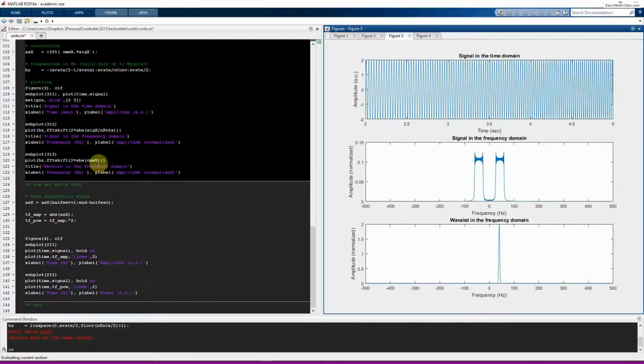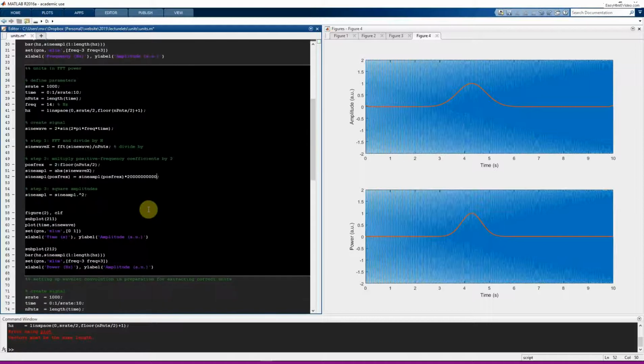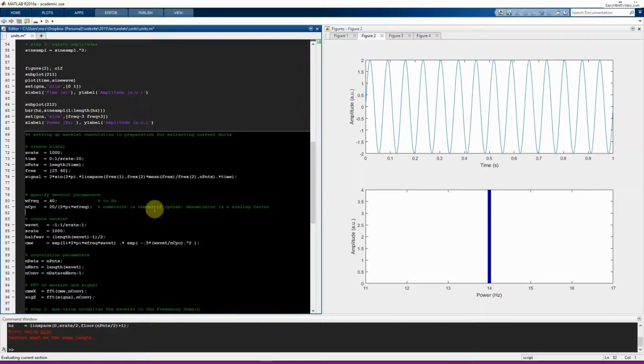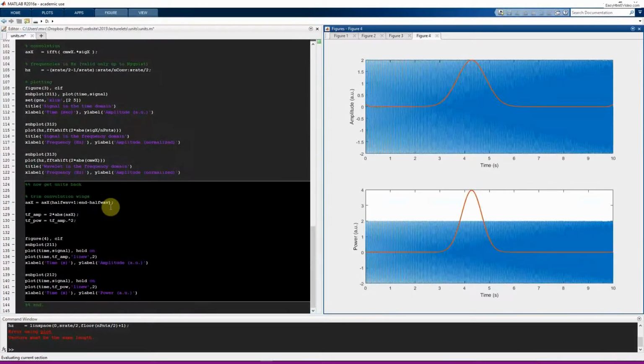And then, oops, I have to run this part again. And you can see that's technically not correct. But again, I'll set that back to 2. So this is the correct way to do it.